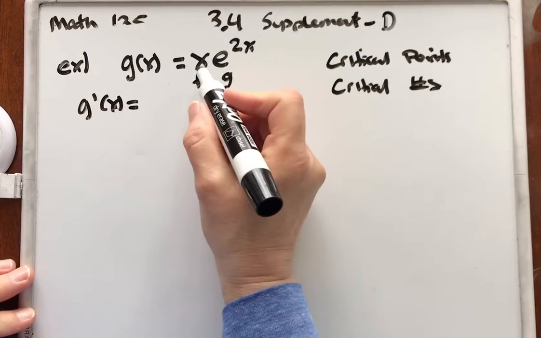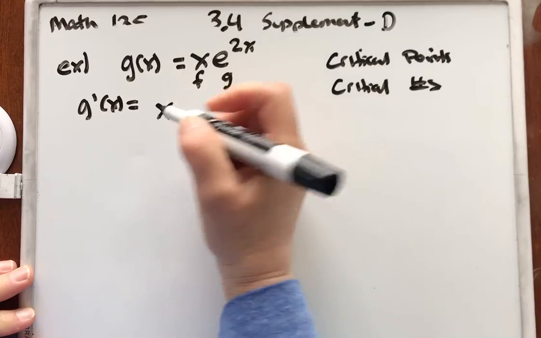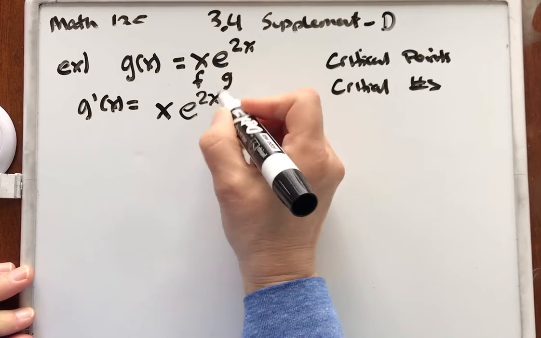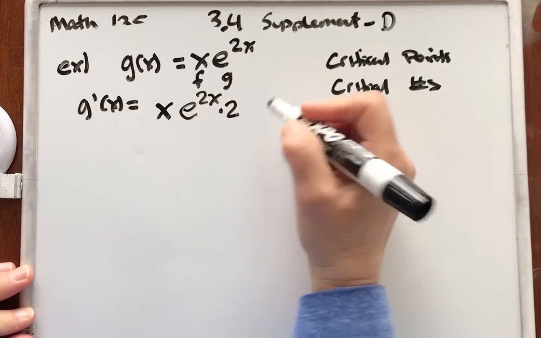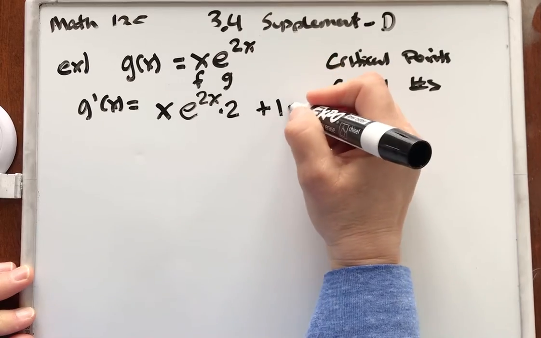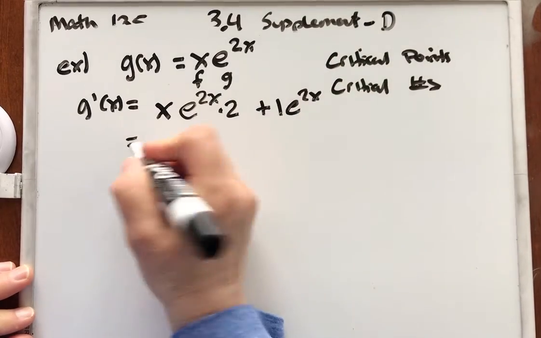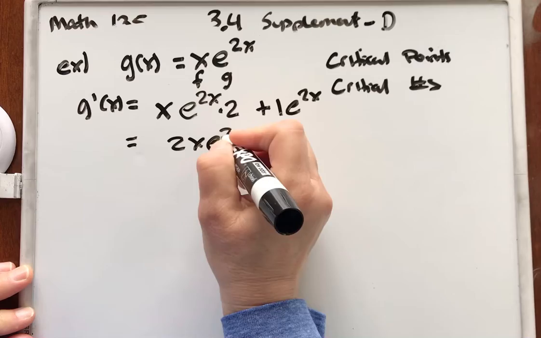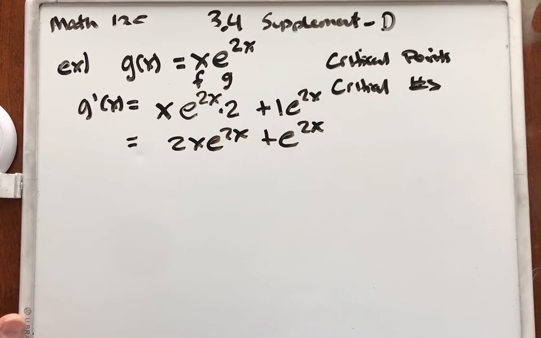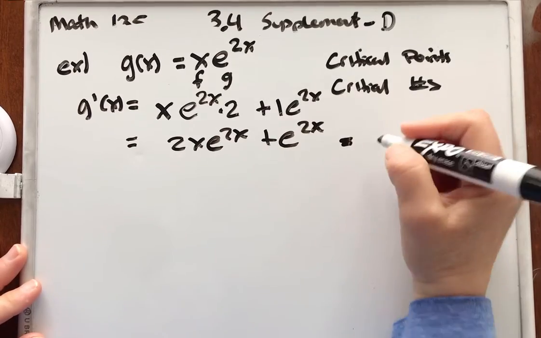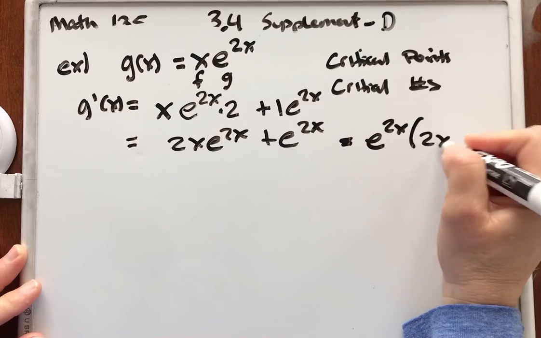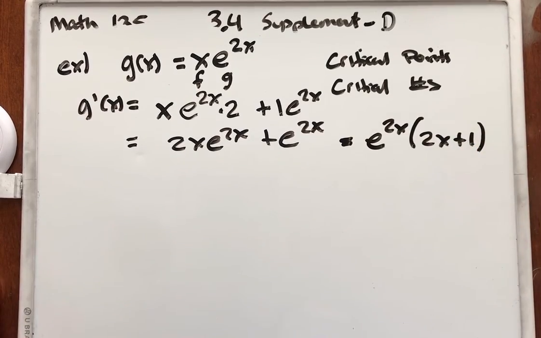Okay, the product rule. We're going to leave f the same, take the derivative of g, which is e to the 2x, take the derivative of the exponent, times 2, plus take the derivative of f times g, e to the 2x. So let's simplify. This is 2x e to the 2x, plus e to the 2x. Now I'm going to factor, take out e to the 2x, and we have 2x plus 1.